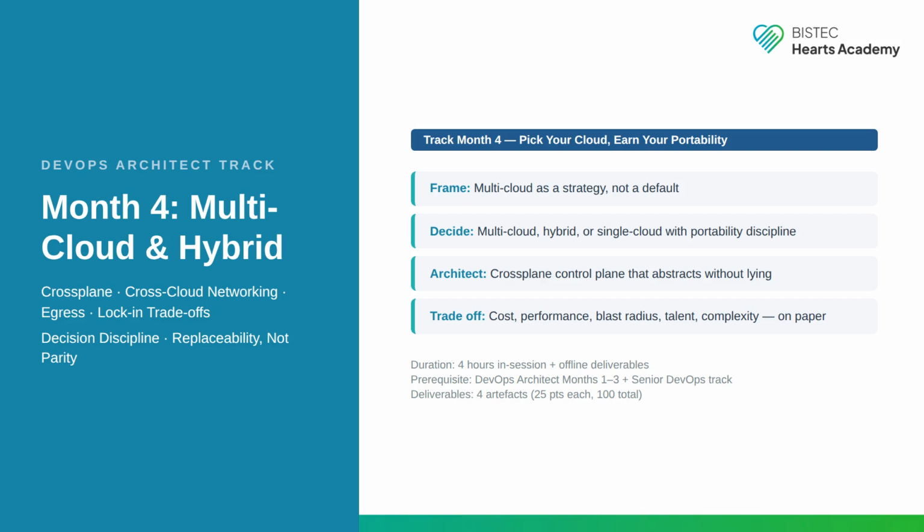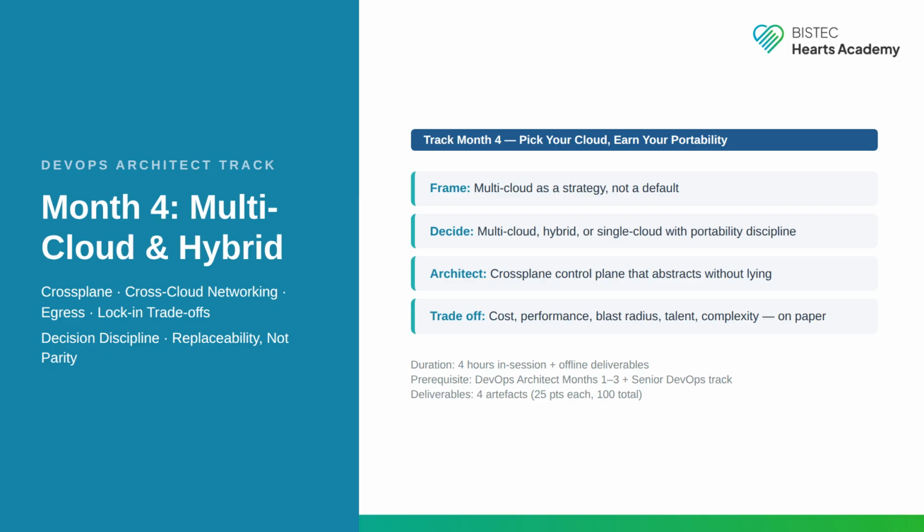Welcome to Month 4 of the BISTEC Hearts Academy DevOps Architect Track, Multi-Cloud and Hybrid. Where Month 1 was the Architect Lens, Month 2 was the Platform Team Lens, and Month 3 was the Security Architect Lens, Month 4 is the Multi-Cloud Lens, the discipline of deciding when multi-cloud is the right answer, and the architecture to make it work when it is.